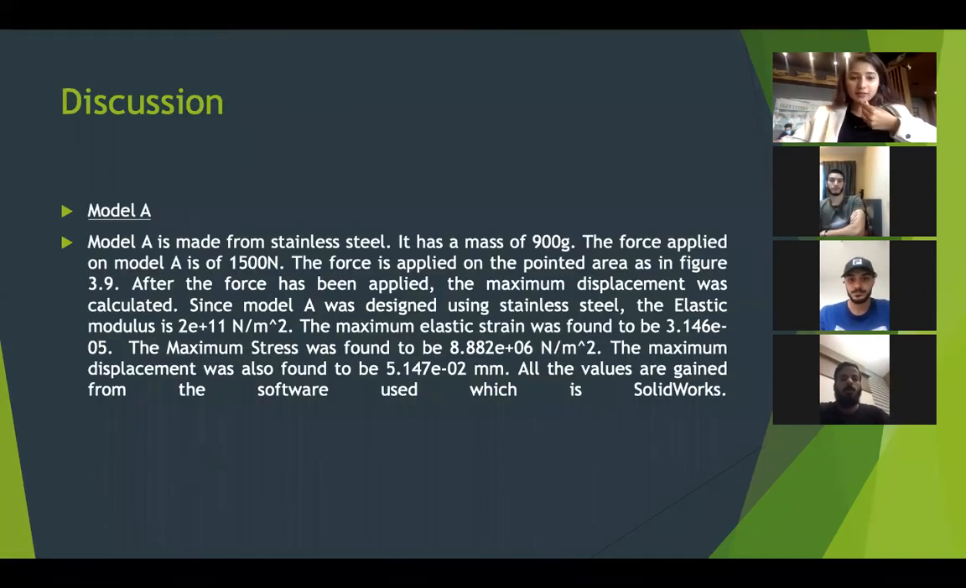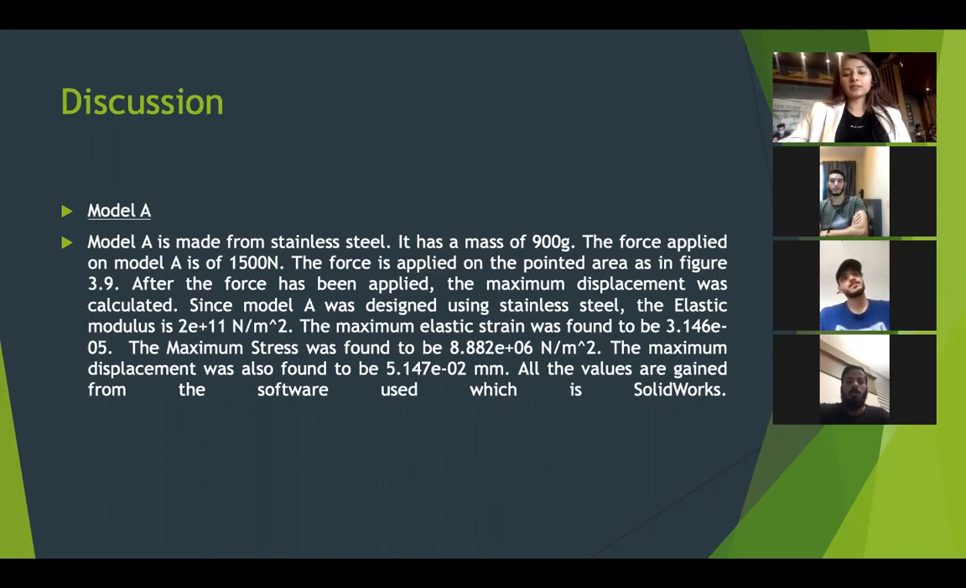So, since model A was designed using stainless steel, we know that the elastic modulus is 2 times 10 power 11 Newton per meter square. And from the software, we can see that the maximum elastic strain is 3.146 times 10 to the power of 5. And the maximum stress was found to be 8.882 Newton per meter square. And the displacement was 5.147 times 10 power minus 2 millimeter, which is really small. And all these values are gained from SolidWorks.